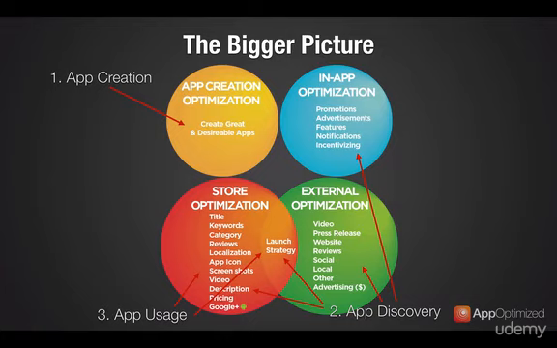And so you can see between number 2, app discovery, and number 3, app usage, the red circle, App Store optimization, is really important because everything in App Store optimization is influenced by app discovery and app usage. That's why App Store optimization is so important. But also keep in mind that there are many other aspects that you can work on that can help with the marketing and promotional efforts for your app.